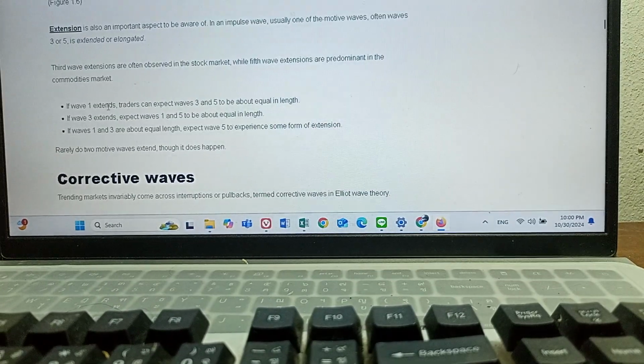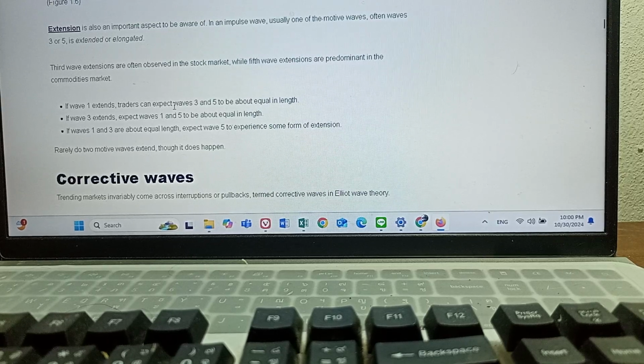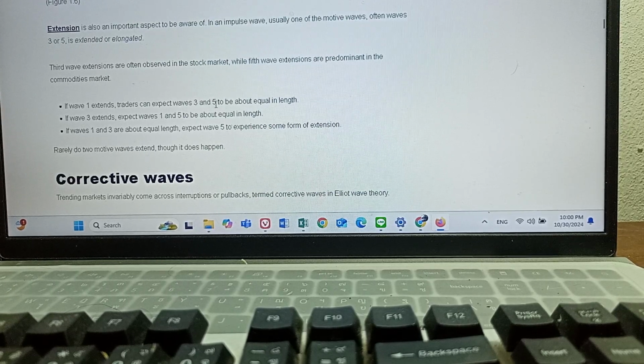If wave 1 extends, traders can expect waves 3 and 5 to be about equal in length. If wave 3 extends, expect waves 1 and 5 to be about equal in length. If waves 1 and 3 are about equal length, expect wave 5 to experience some form of extension. Rarely do two motive waves extend, though it does happen.